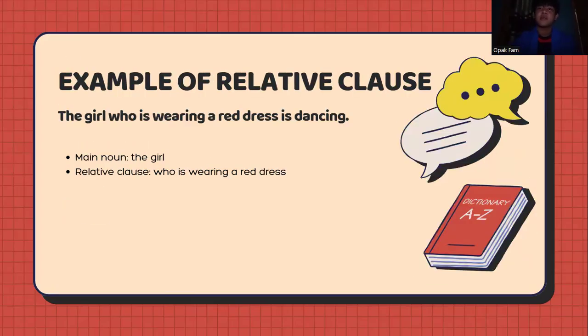For example, in the sentence, "The girl who is wearing dress is dancing." The relative clause is "who is wearing a red dress." This clause explains which girl we are talking about.